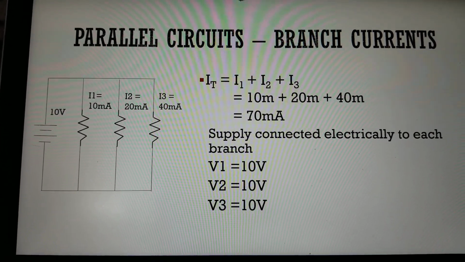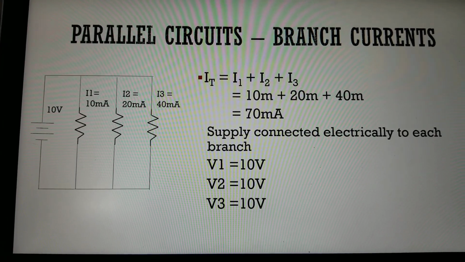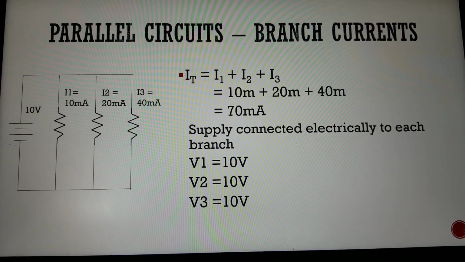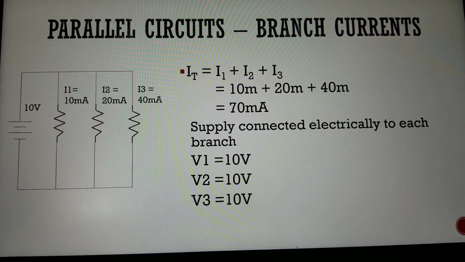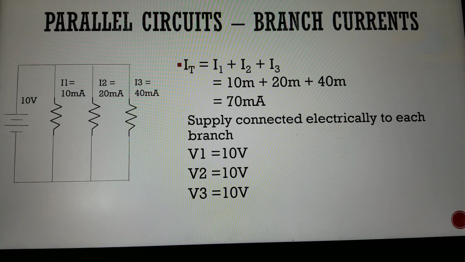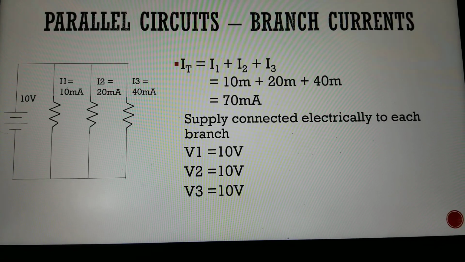Here's another example. If we have 3 branches with 10 milliamps, 20 milliamps, and 40 milliamps, we have a total of 70 milliamps. The voltage is the same at each branch since the supply is connected electrically to each branch.